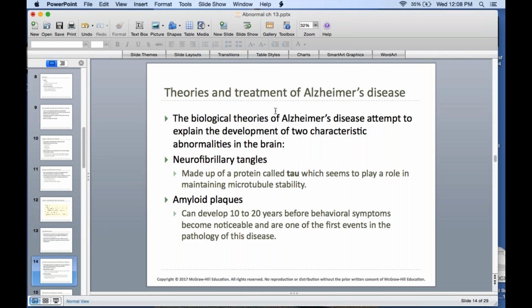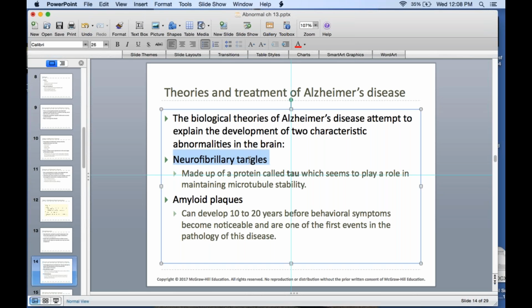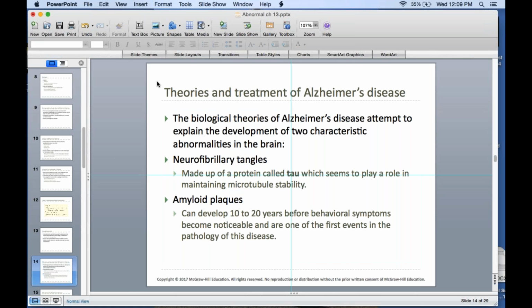So going back to Alzheimer's disease, here are your other two things that you want to know, right? Going back to your Alzheimer's flashcard, we've got our tangles and our plaques. I always say plaques and tangles and plaques. That's Alzheimer's disease, okay? So the biological theories of Alzheimer's disease really try to explain the development of these abnormalities with these two different things.